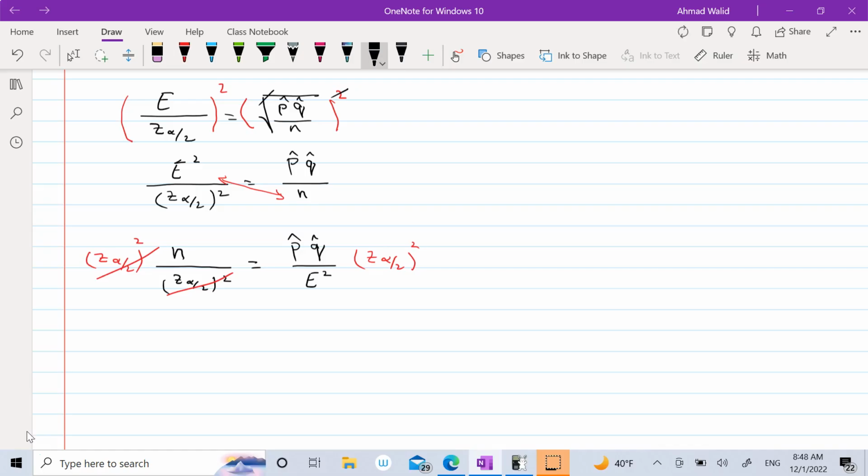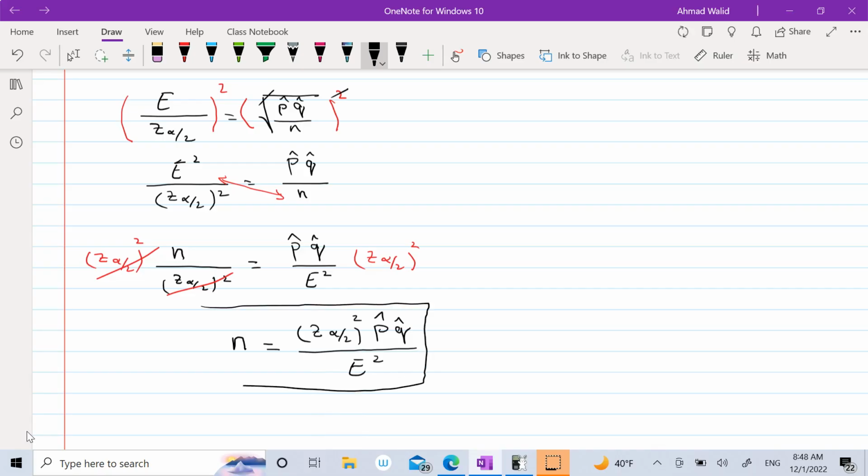Then I can create a formula for you. This is the formula that you have to learn: N equals Z alpha over 2 squared P hat Q hat over E squared. That will be the formula that we are using to find the sample size if the margin of error is given to us, correct?